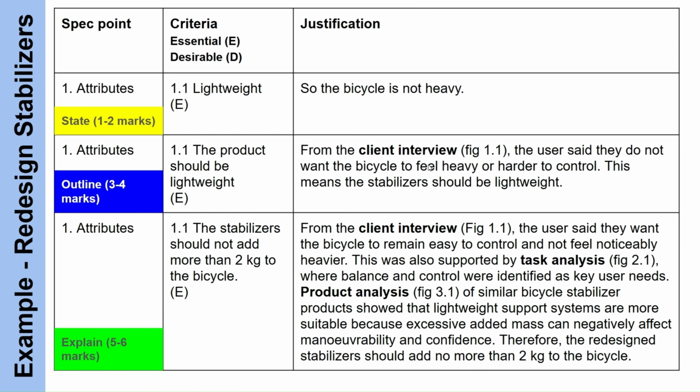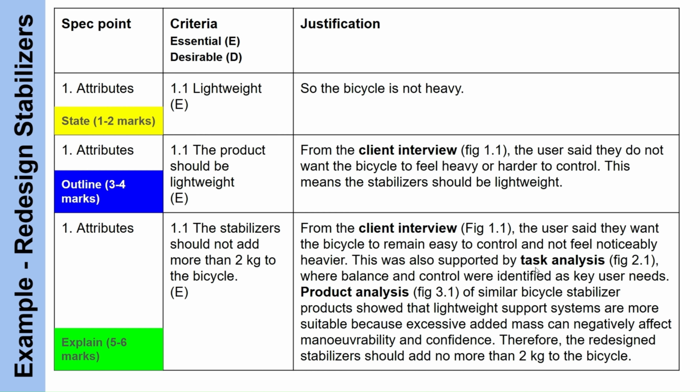Now, in order to get into the top band, your 5 to 6 marks, you want to be able to ideally give quantitative or qualitative data where possible. This should all link into research. So our 5 to 6 marks answer will be: the stabilizers should not add more than 2 kg to the bicycle. From the client interview, figure 1.1, the user said they want the bicycle to remain easy to control and not feel noticeably heavier.